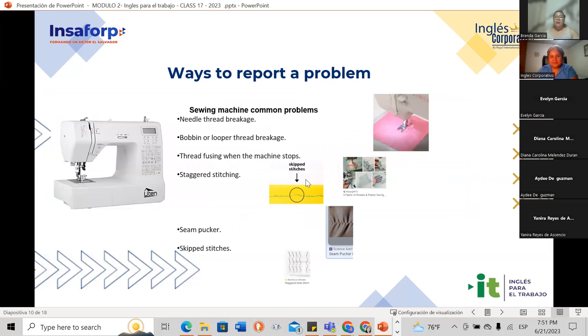Ajá. Cinta para medir. No. ¿Qué es esta? Puntada saltada. La puntada, ajá, que deja la puntada floja. Ajá, como saltada también. Ok.